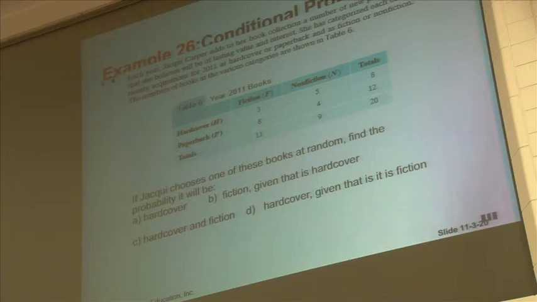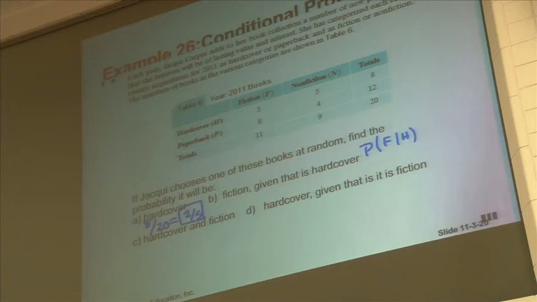Okay? Well, how many hardcovers are there total? 8. And there were how many books total? So 8 out of 20 will reduce to be 2 out of 5. So 2 out of 5 books will be a hardcover. Now, for part B, what's the probability that she will draw a book that is fiction given that it is a hardcover? Let's write this mathematically first.